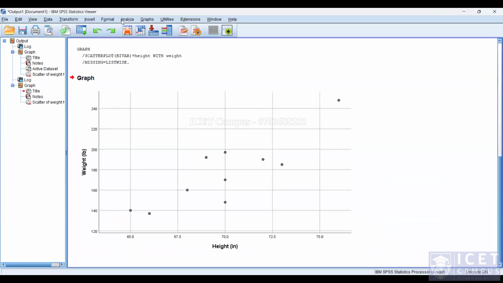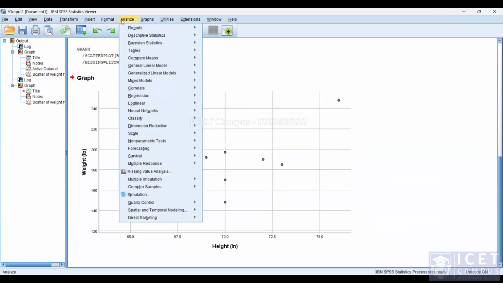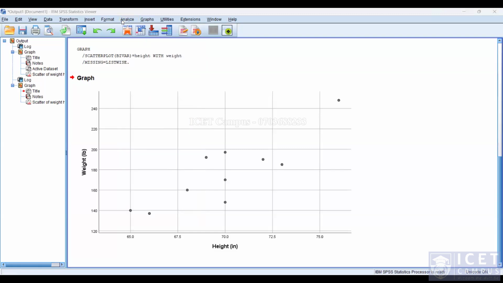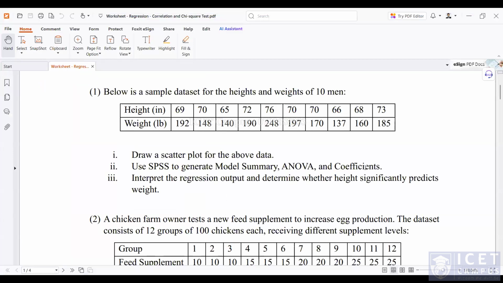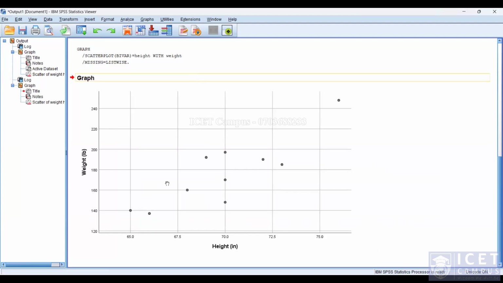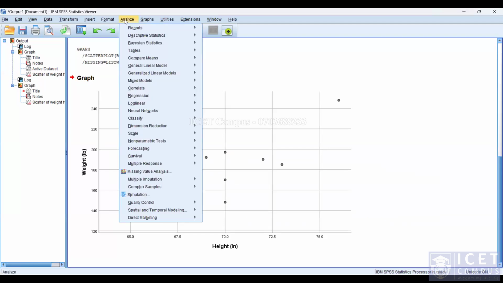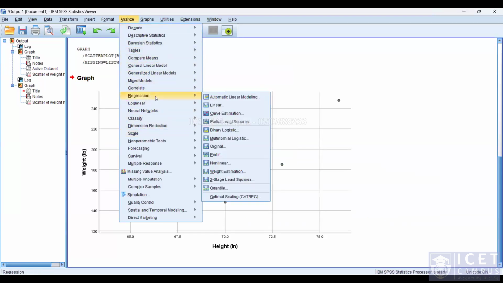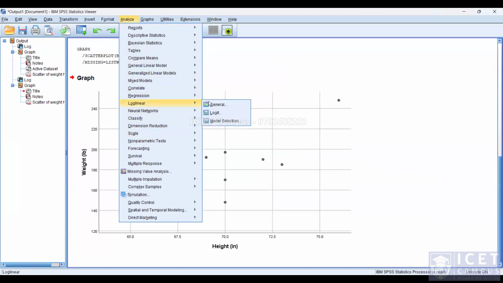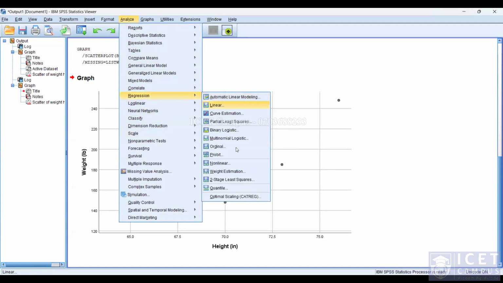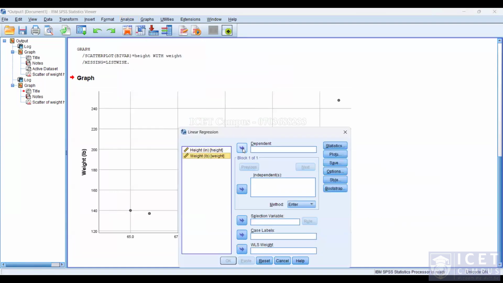Right, we'll go to the next one, Analyze. We need the SPSS model summary and coefficients. Interpret the regression output. So then we have to go for the regression analysis because we need these things. So Analyze, Regression, then Linear Regression, right? So the dependent variable is weight, the independent variable is height.